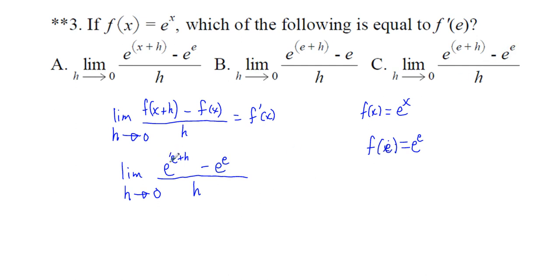I'm thinking Roman numeral 3, or letter C, is looking pretty good. So that looks like letter C to me. It looks like the other ones aren't it exactly. This one here is pretty close though. H approaches 0. This is going to be e plus h. This one here is x plus h. So that's the suspect thing here. And then we don't have e to the e up here. So C is our correct answer.